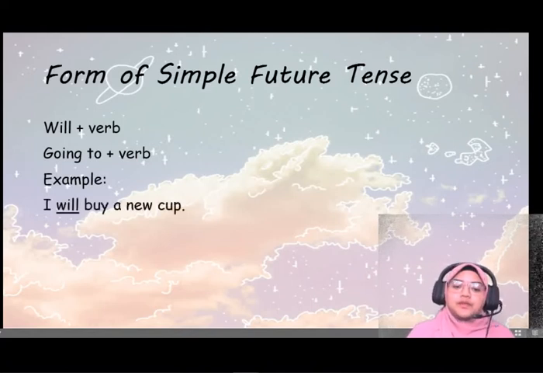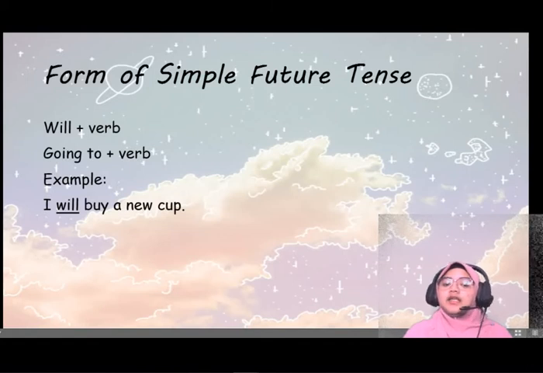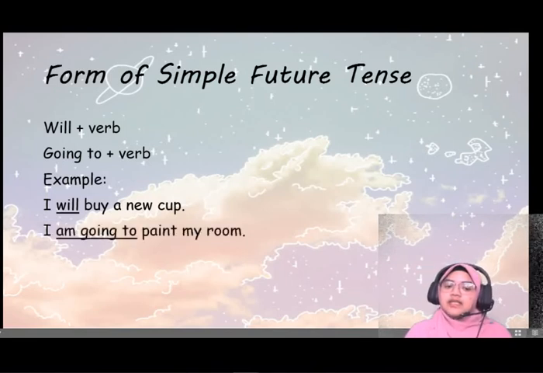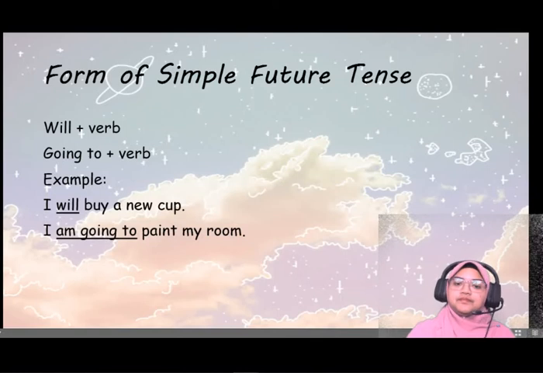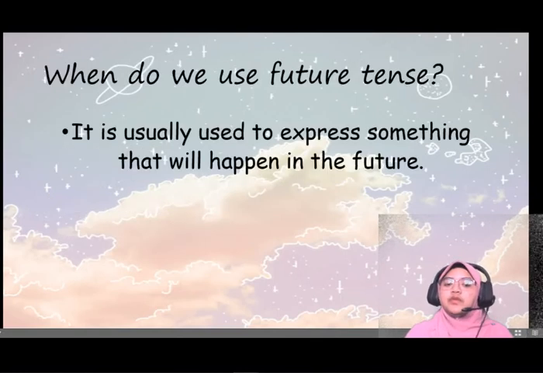For example, I will buy a new cup. And the next example is, I am going to paint my room. I am going to paint my room. So when do we use future tense? As I have mentioned before, it is usually used to express something that will happen in the future.